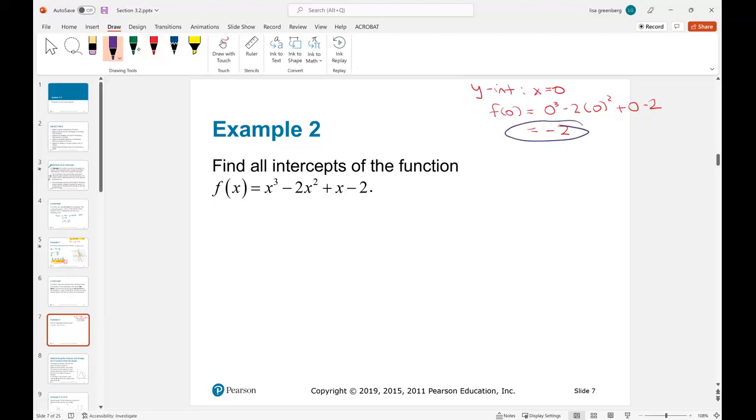The x-intercept is a little bit more difficult because we're setting y equal to 0. So I'm going to start it over here. I think I'm going to need the room. So I have my x-intercept. To find my x-intercept, I set y equal to 0, which is the same as setting f of x equal to 0. So I get 0 is equal to x to the third minus 2x squared plus x minus 2.